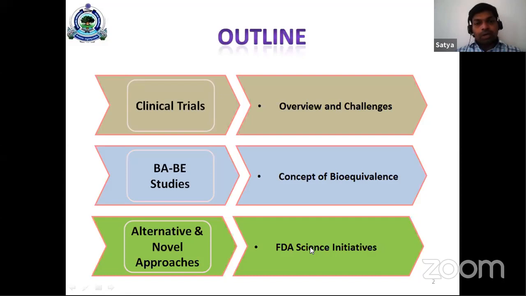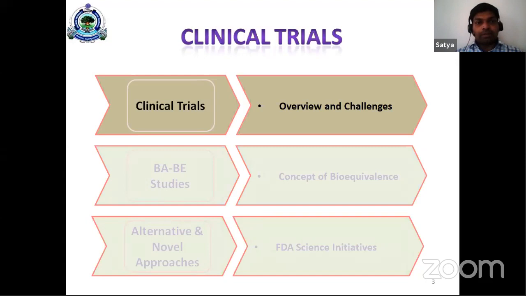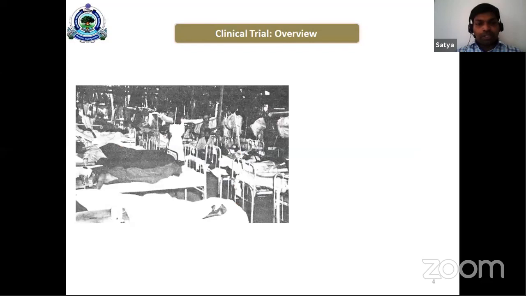First of all, the first segment would be clinical trials. This picture clearly shows how clinical trials used to be conducted in the early 90s. I'm not going too much into depth about the Nuremberg trials, how they were conducted, how the Declaration of Helsinki came into the picture, and what informed consent is. I am not going that deep.